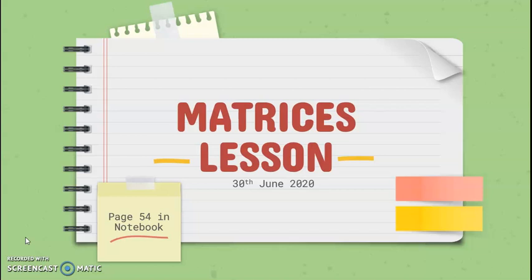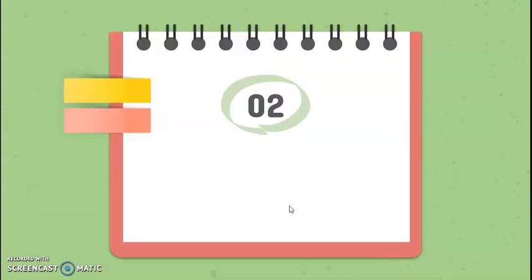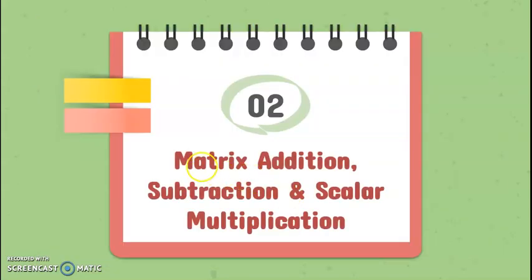Okay, good. So the lesson objectives for today are: by the end of this class, you should be able to evaluate addition and subtraction of matrices, and you should be able to evaluate scalar multiplication of matrices, and solve matrix problems involving addition, subtraction, and scalar multiplication. Alright, so the subtopic for today will be matrix addition, subtraction, and scalar multiplication.